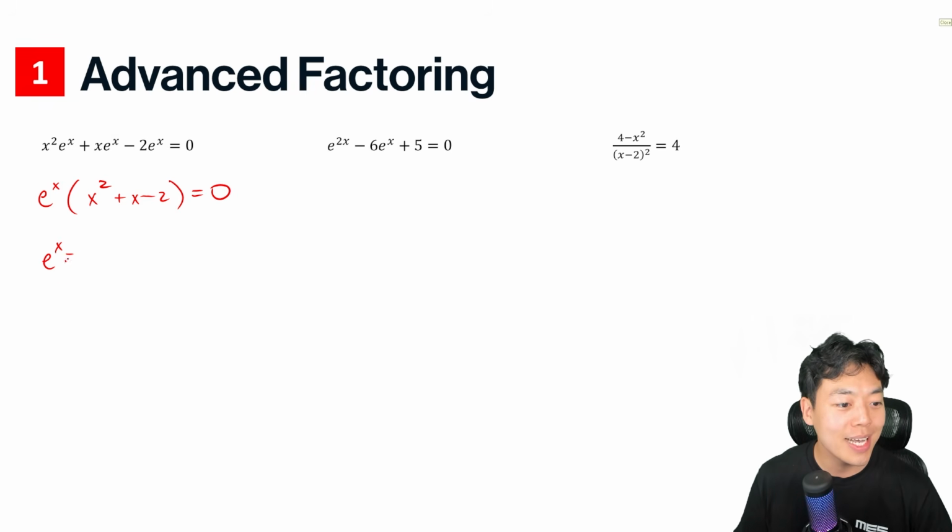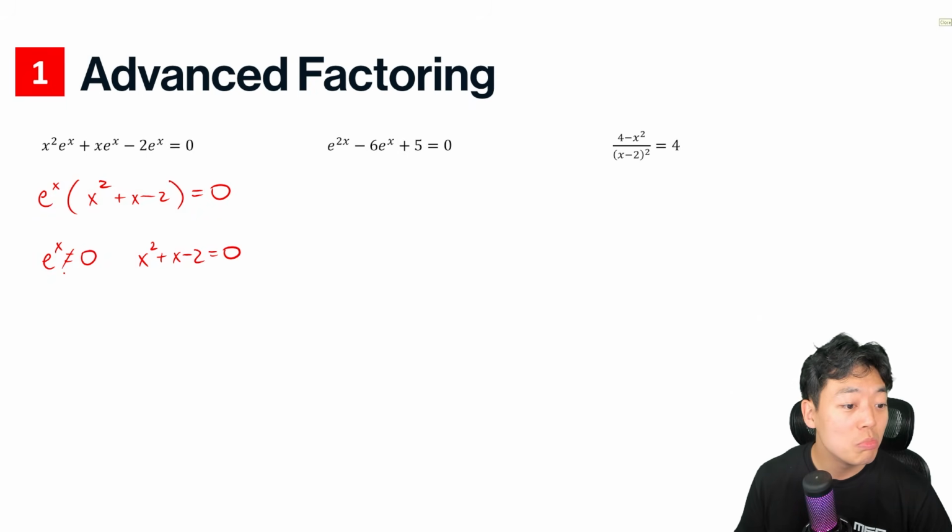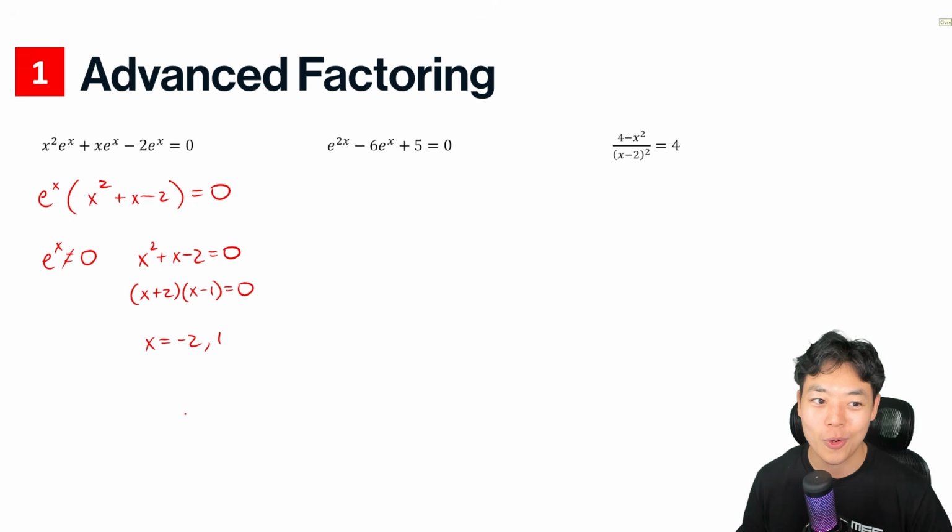We can set e to the x equal to 0 and x squared plus x minus 2 equal to 0. But reminder, e to the x never equals 0. So we're done there. On the right side, we have x squared plus x minus 2 is equal to 0. That factors into x plus 2 times x minus 1 equal to 0. So x can be negative 2 or 1. There we have it.